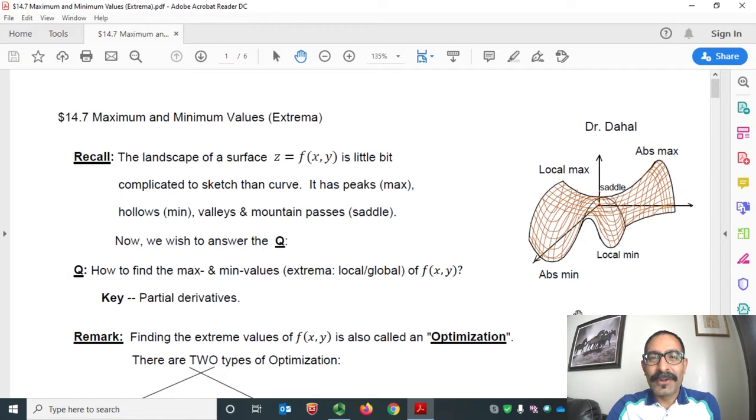In today's class, I'm going to cover section 14.7, the maximum and minimum values of the surface. Let me start the class right away.